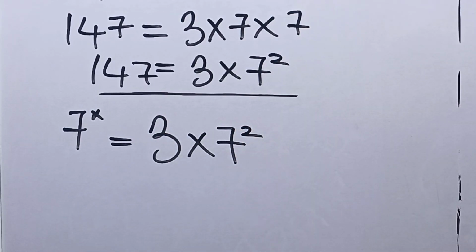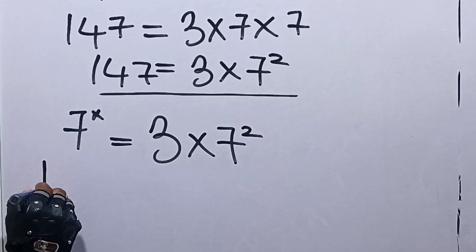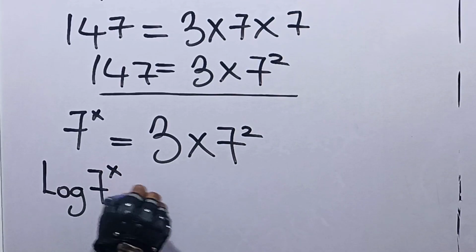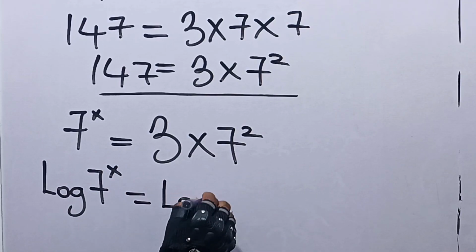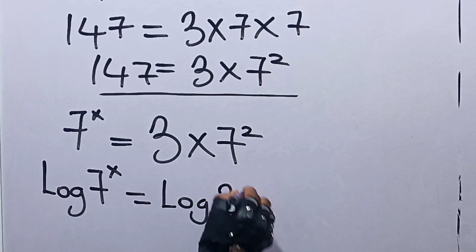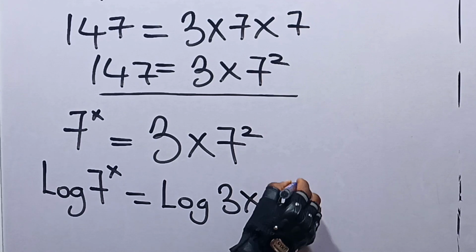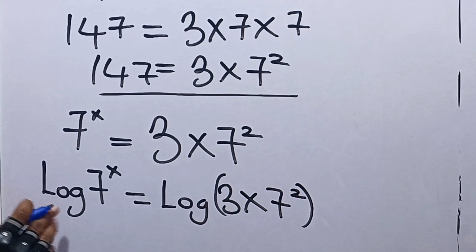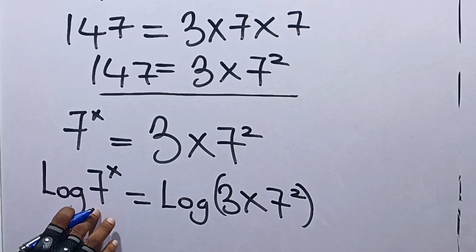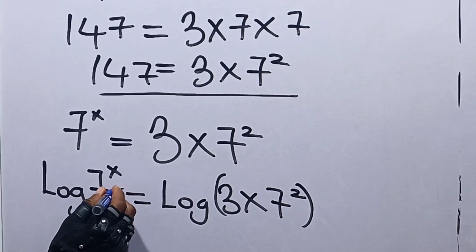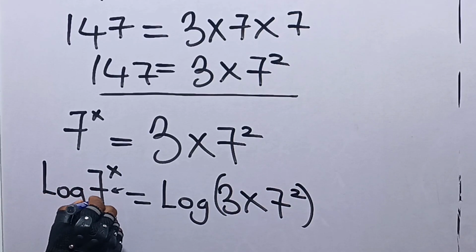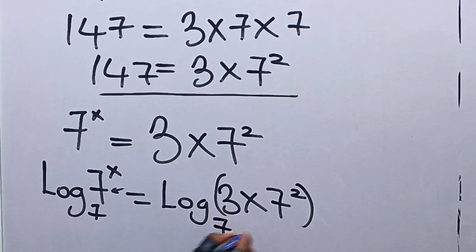Okay? Now, at this point, you can say let's take the logarithm of both sides. So we have the logarithm of 7 raised to the power x is equal to logarithm of 3 multiplied by 7 squared. Now, this logarithm we are taking, I'm going to take it in the base of the number carrying x. The number carrying x is 7. We're going to take the logarithm in the base of 7. So this is logarithm in base 7 of both sides.